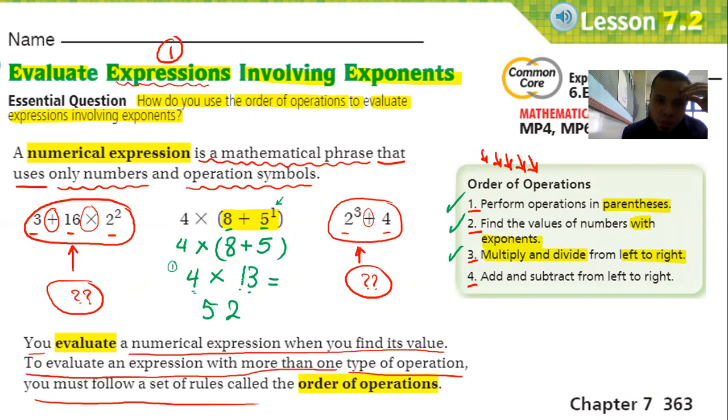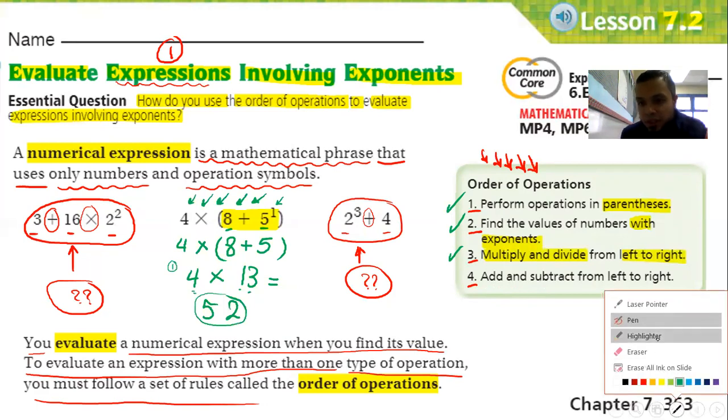Focus with me more. The final answer is 52. We have finished up to step 3 in this expression. We followed 3 steps. Why don't we follow the 4th step here? Because we don't have addition or subtraction.